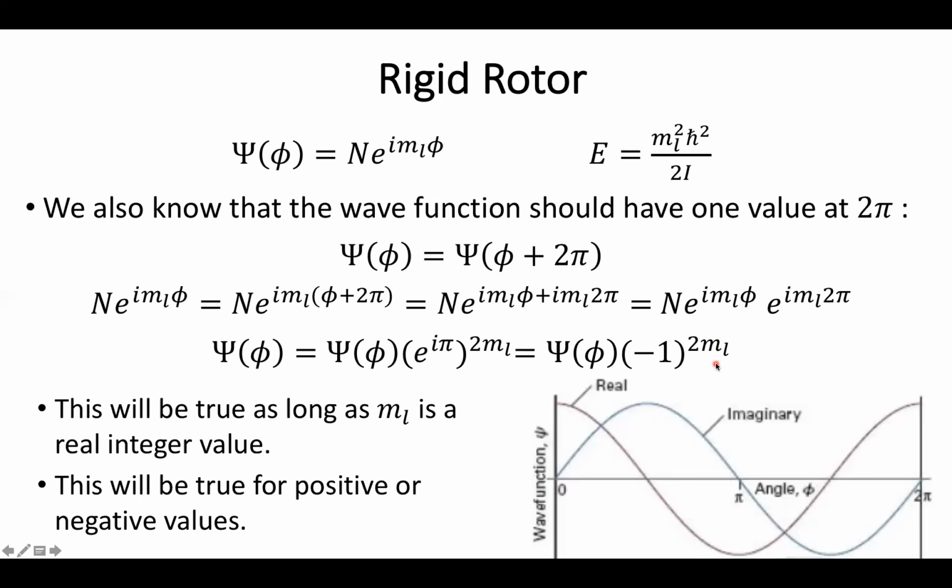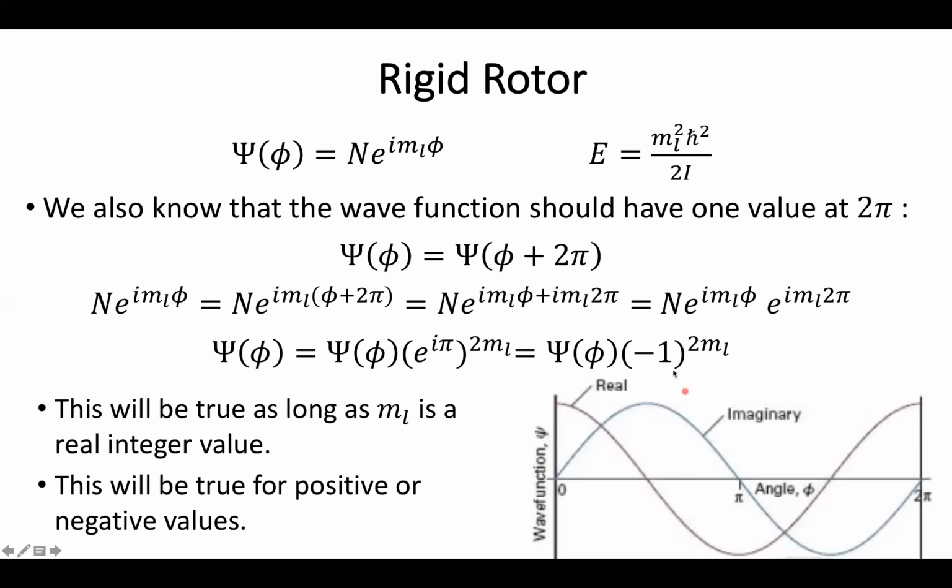But here's actually the cool part. It can be negative as well. Because if this value is -1, well, -1 to the -2 power is still 1. So whether m sub l is positive or negative, this equation will work as long as it's an integer. So this sets our values of m sub l that will actually work.